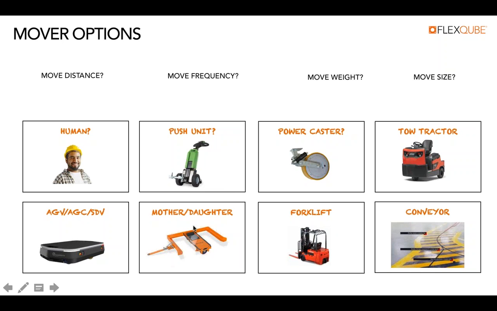We also have mother-daughter solutions, and of course companies are still using forklifts, but they are more and more taken away for transporting material. If you have a successful forklift-free project, the forklifts are only used to lift the material. They are never used to transport the material. But anyway, these are the transport options that need to be considered in an intralogistic project.